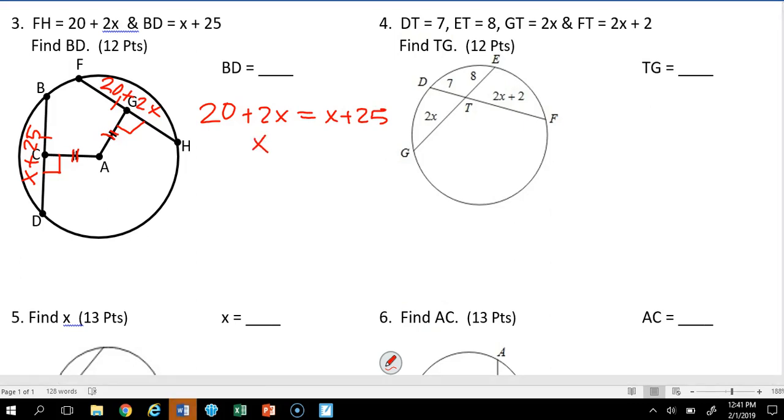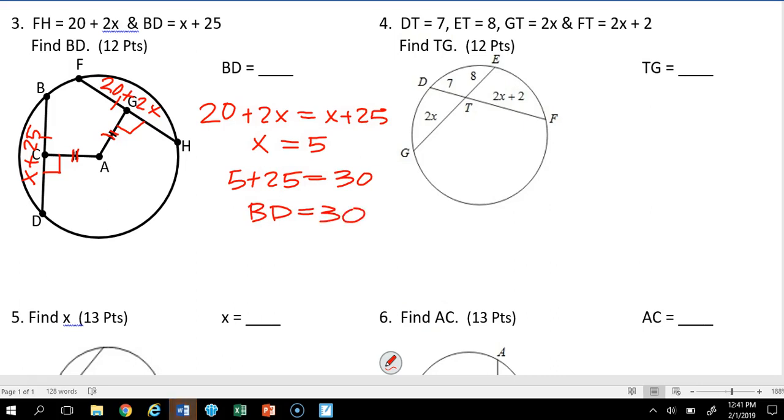We're going to subtract 20 from both sides, so that gives us 5 here. Now it tells us to find BD. So when it says to find BD, we are going to plug that 5 back into the equation for BD. And that equation was x plus 25, so it's going to be 5 plus 25, and that's equal to 30. So BD is equal to 30.